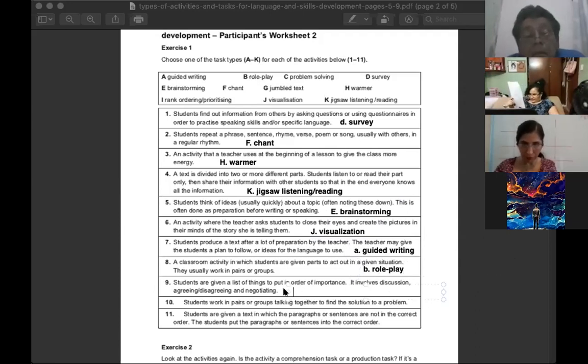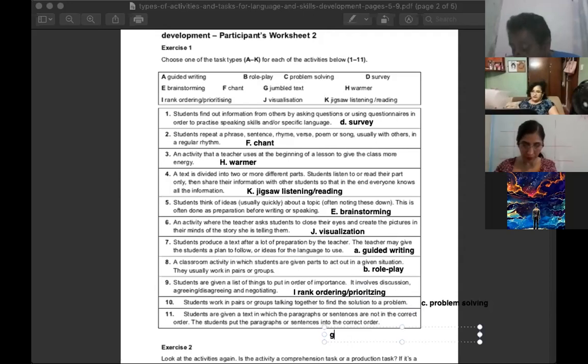Number nine? Rank ordering. Yes, rank ordering or prioritizing. Mm-hmm. And 10? Problem solving. And 11? G. Jumble. Jumble text. Very good.